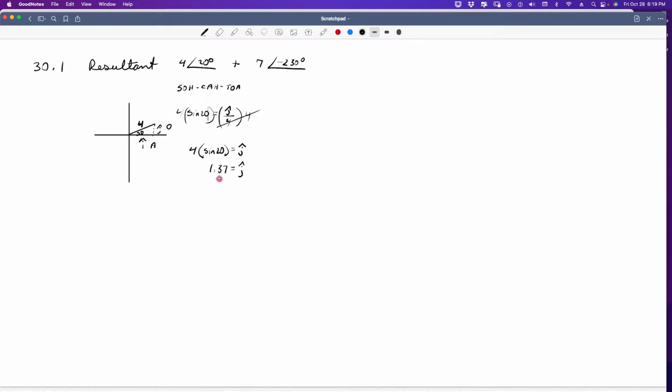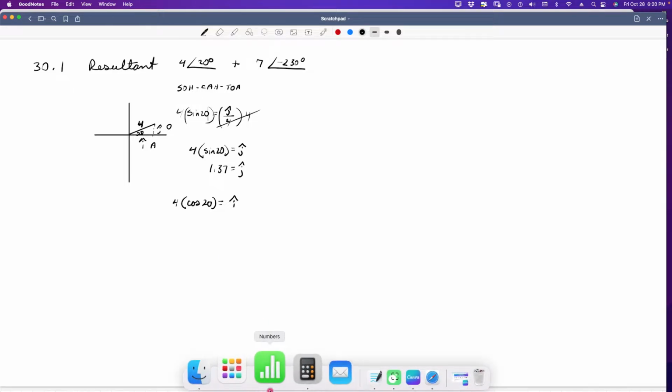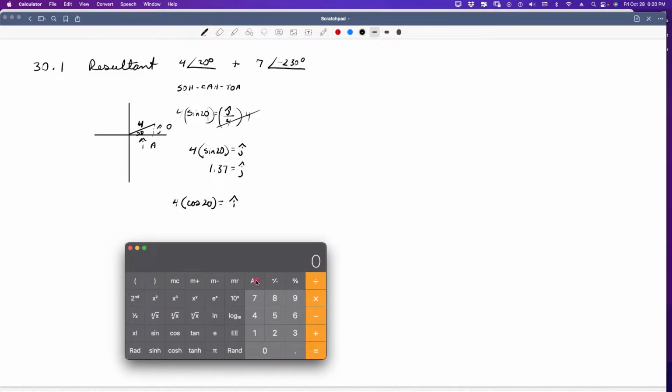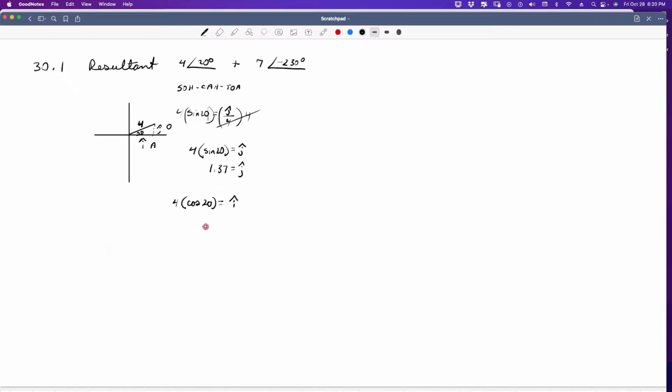So now we do our I, we'll use cosine. So we've got cosine of 20, and that would equal the I over 4. But if we multiply both sides by 4, this is what we get. So we pull up our calculator and say 20 cosine times 4 is 3.758. We round that to 3.76. And that is our value for our x, or our I side.